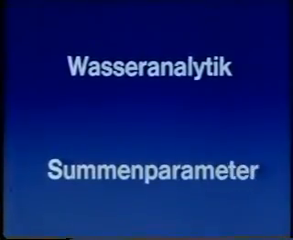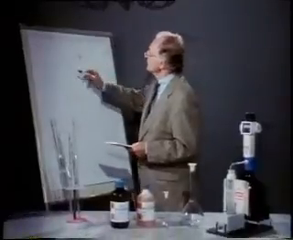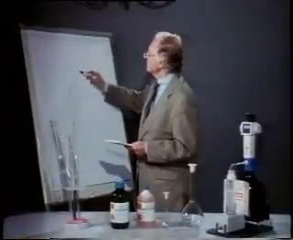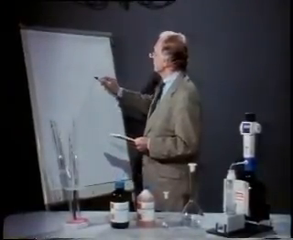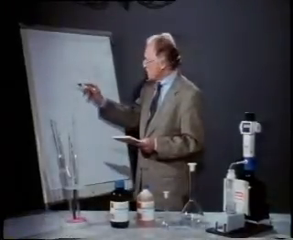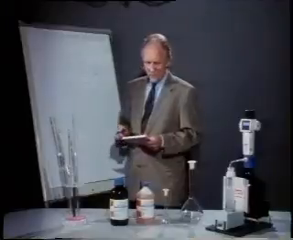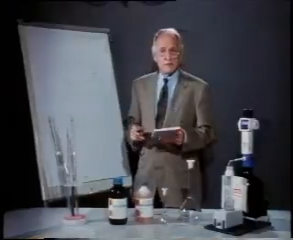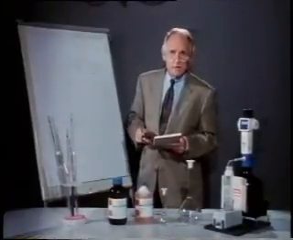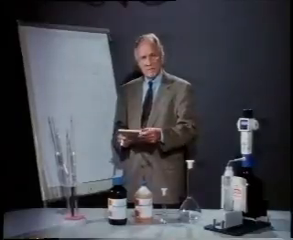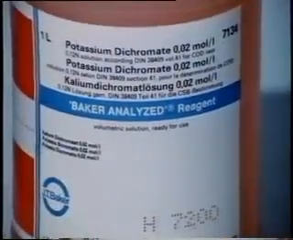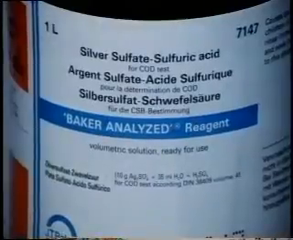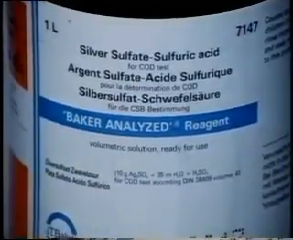Water analysis. Summation parameters. The CSB or COR method. CSB is the German abbreviation for Chemical Oxygen Requirement, COR. The COR test is used to establish the degree of contamination in bodies of water and effluents, in particular those containing organic pollutants. It determines how much of an oxidizing agent, potassium dichromate, the water sample takes up. The reaction is carried out in an acidic solution in the presence of silver sulfate.